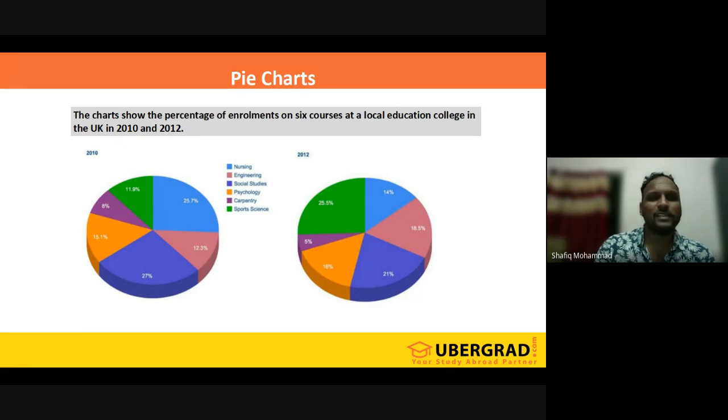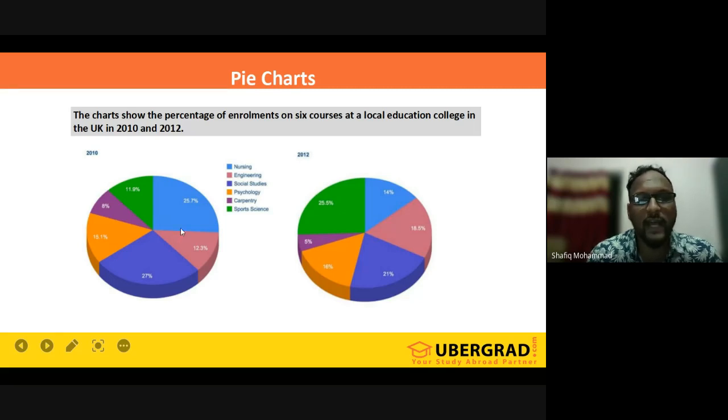Okay, there are two pie charts here. So the illustration is given like this, something like, one second. Let me wear my specs. Okay, can you see my screen, guys? Yes, you all can see.